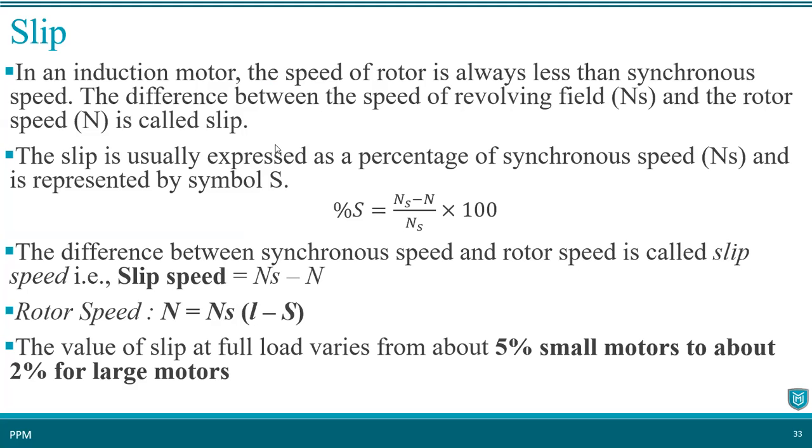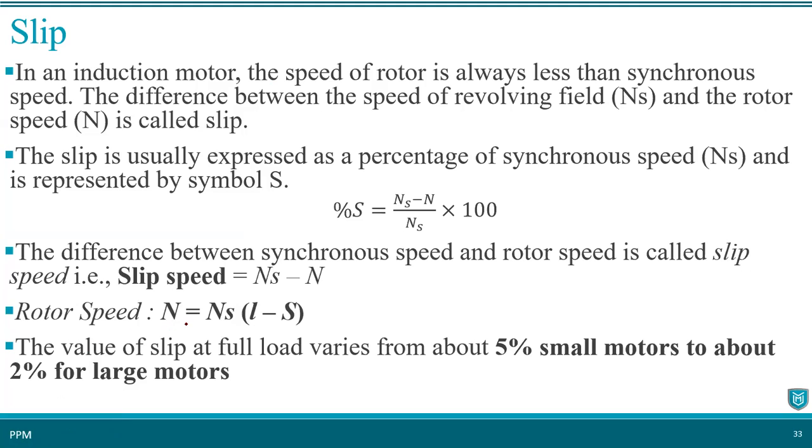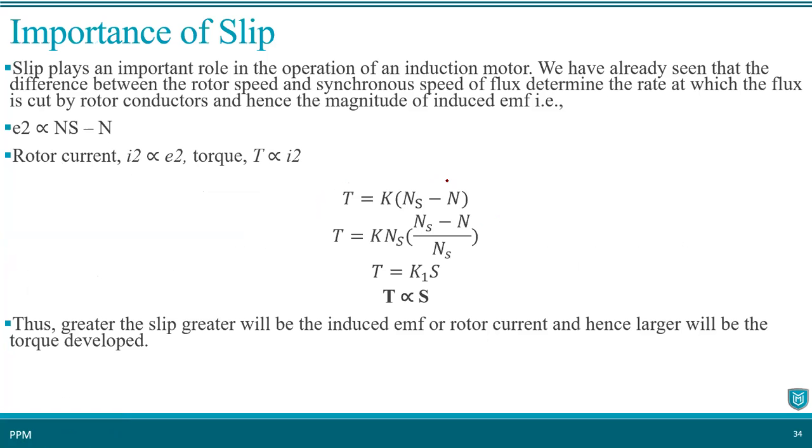Okay, so let's move the discussion forward. So this is an equation that we discussed in the last session. Just a minute. About the two things which are very important: the equation of slip, that is (ns minus n) upon ns. And if you make n the subject, you will be able to get the speed of the rotor. Also, we discussed that torque is proportional to the slip. How is it proportional? Let me explain this part again.